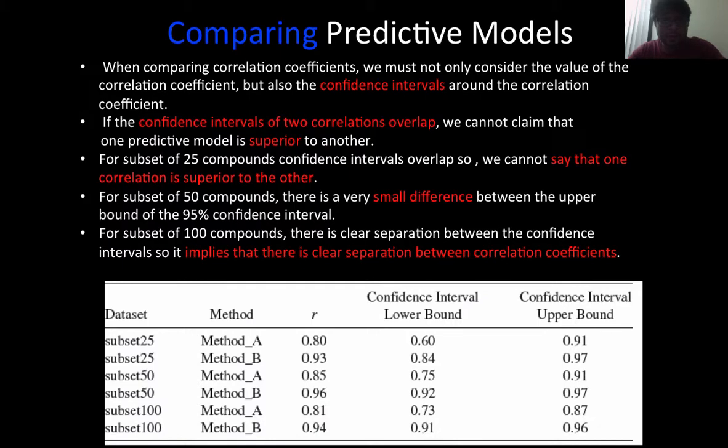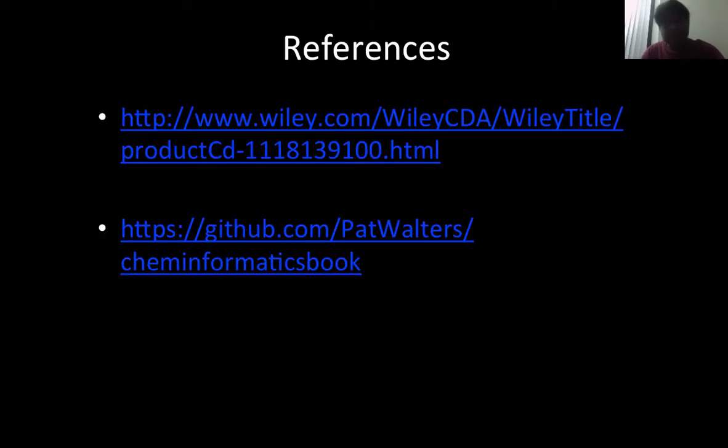For a subset of 50 compounds, we can see there's a small difference of like 0.01 for the 95% confidence interval. But still we cannot tell whether this one is superior to another. And for a subset of 100 compounds, we find there's a clear separation between the confidence intervals, which implies there is a clear separation between the correlation coefficients, and we can say method B performs better than method A for the subset of 100 compounds. And all this code and everything is available at this site, so you can go and see and download the code and run.